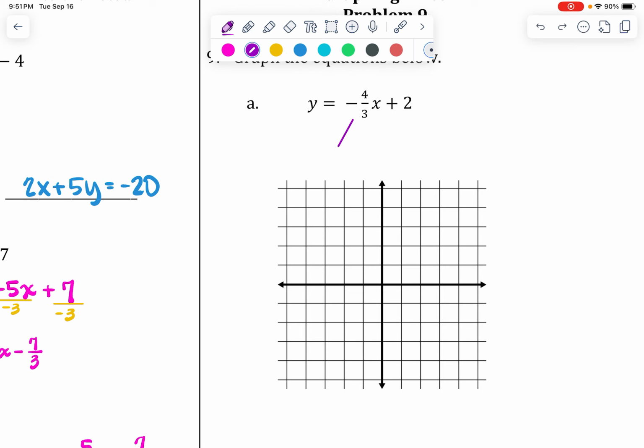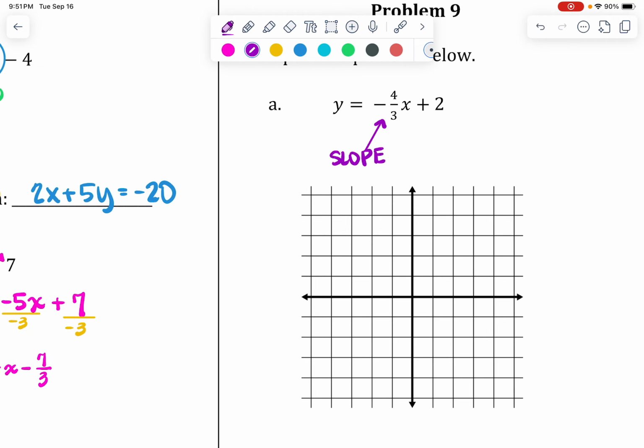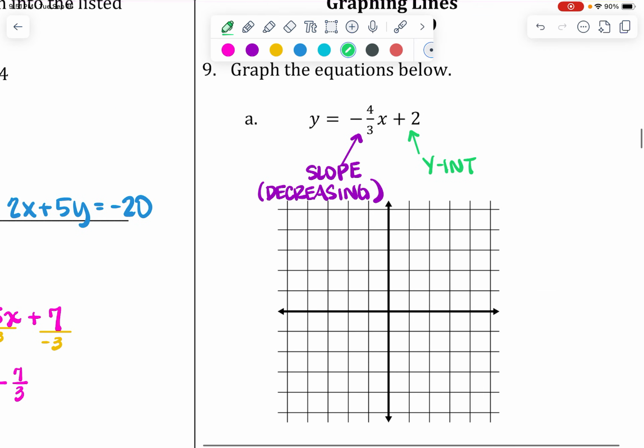So notice my slope is negative, right? That's my slope, negative 4/3. What do I know about my line if my slope is negative? And I'm just going to make a little mental note here on my paper. When I'm all done, I better be looking at a decreasing line because negative slopes mean decreasing lines, right? And then, of course, my y-intercept is positive 2. And you always graph your y-intercept first. Remember, this is your y-axis, so it's going to cross my y-axis at positive 2. So there's my first dot.